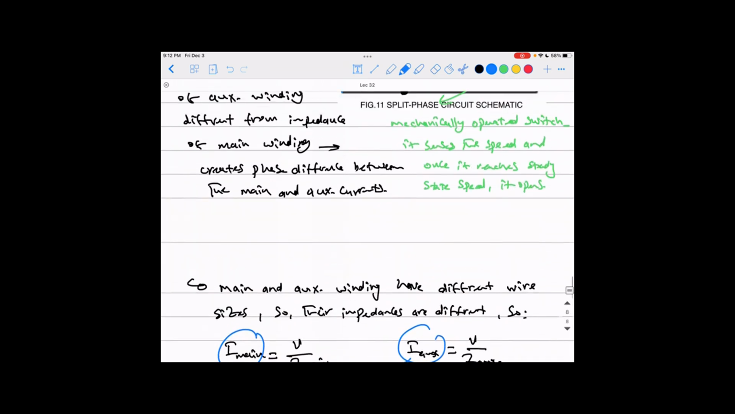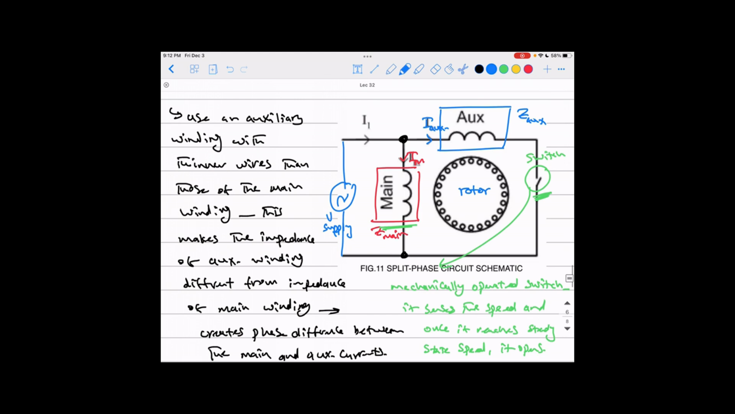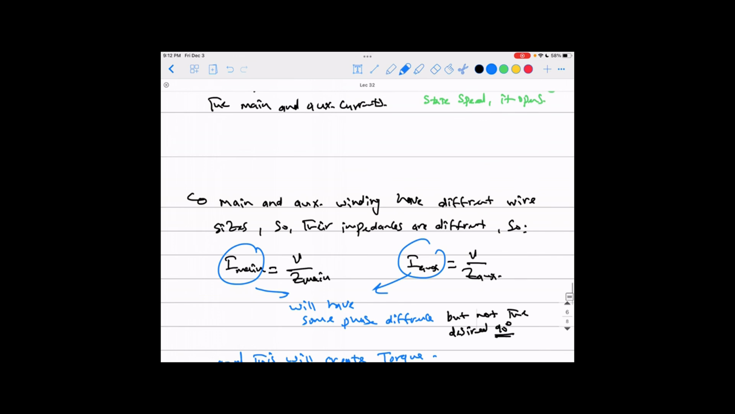We don't leave it there, we just leave it for the starting, and this switch after this opens and just disconnects the auxiliary winding, otherwise it will burn down. It's not designed to this, it's just designed to make you pass the starting period. That's it.